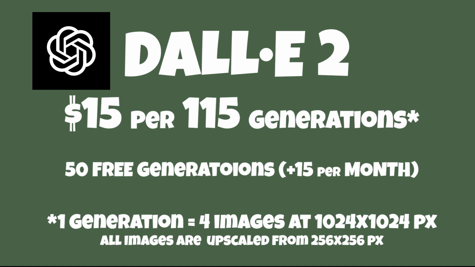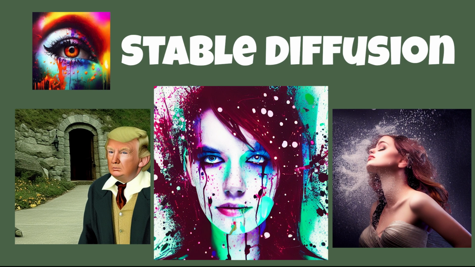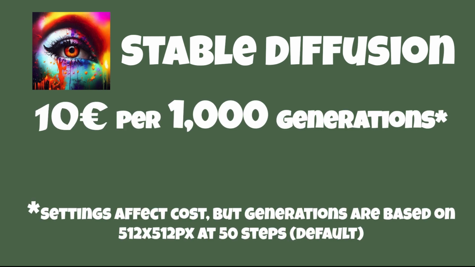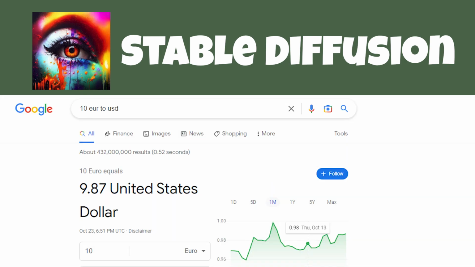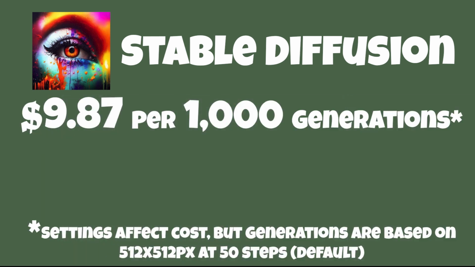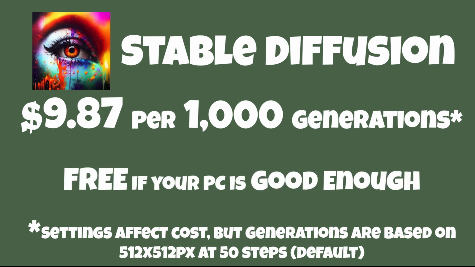So after a year of using all those free generations, that comes out to about $30 of value for absolutely free. For Stable Diffusion on Dream Studio, you get 1,000 generations for €10, which right now is $9.87. Though Stable Diffusion's model is completely open source, so if you have the hardware and you're tech savvy enough, you can run it for absolutely free on your own machine.